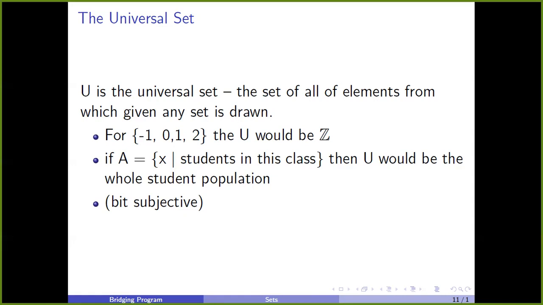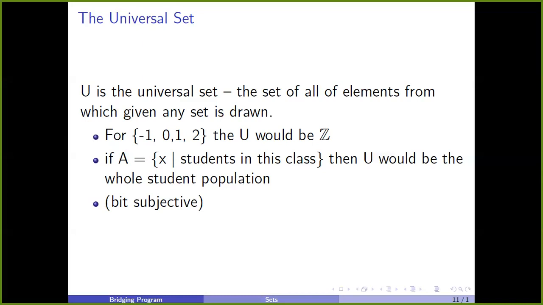Anyway, the universal set is your universe, everything. So this everything obviously depends on what the problem is. If your problem is just concerned about your university, then your universal set might be just the students in the university. If your problem concerns the entire world, then the universal set might be the population of the world.